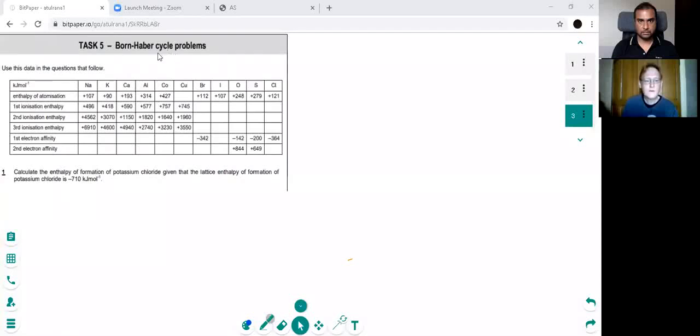We've got a Born-Haber cycle problem. We've got to calculate the enthalpy of formation of potassium chloride, given that the lattice enthalpy of formation of potassium chloride is minus 710 kilojoules per mole. So let's have a go at doing our Born-Haber cycle first. I'll just draw a few lines on here.